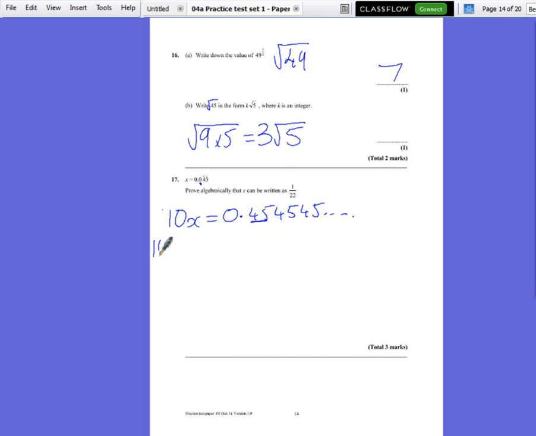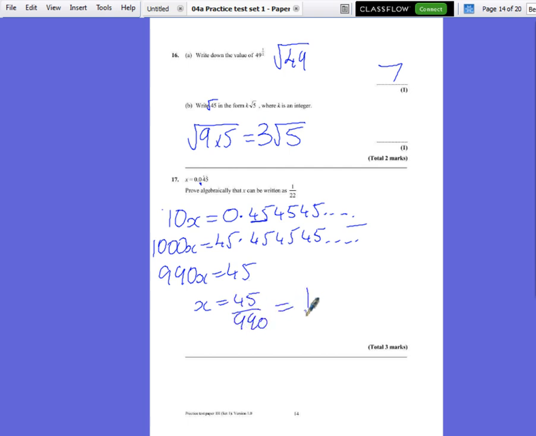So if I times that by 100, x becomes 1000x, and that will give me 45.45 recurring. I can then take those away from each other, and I get 990x equals 45. So x will be 45 over 990, which cancels down to 1 over 22.